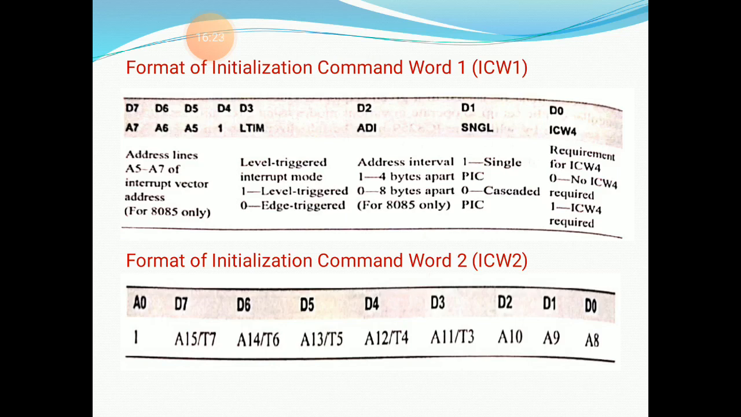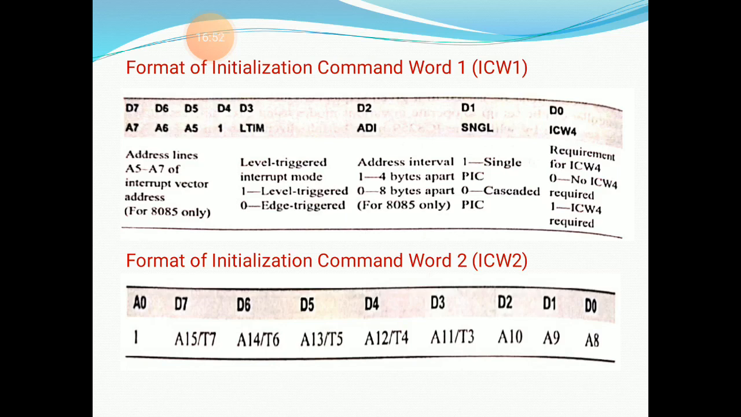Now let us go to the second one. Format of initialization command word 2. This command word 2 consists of 8 data lines, 8 bits D0 to D7, and an extra bit A0. In case of ICW1, A0 is always 0. In ICW2, A0 is always 1. So the extra bit A0 equals 1.